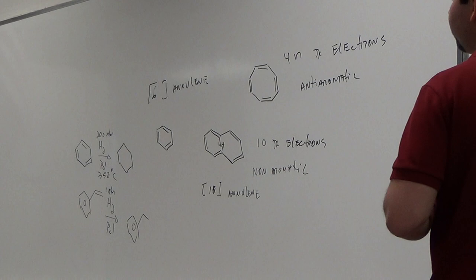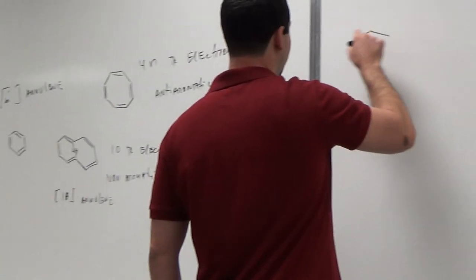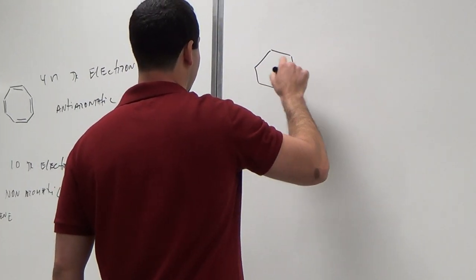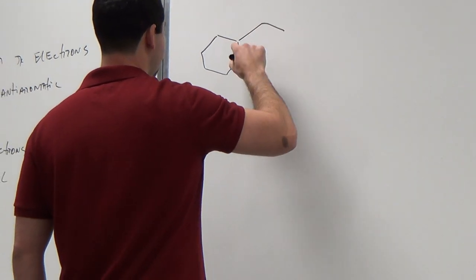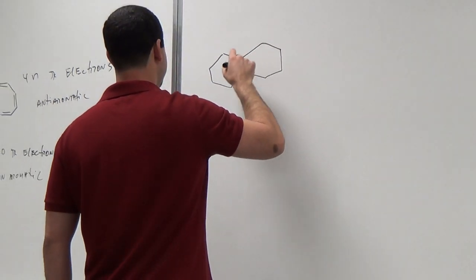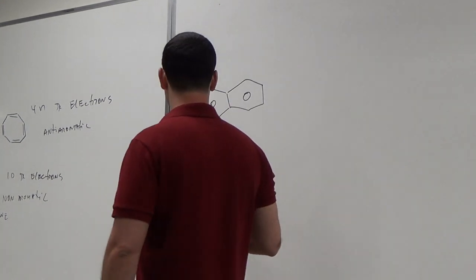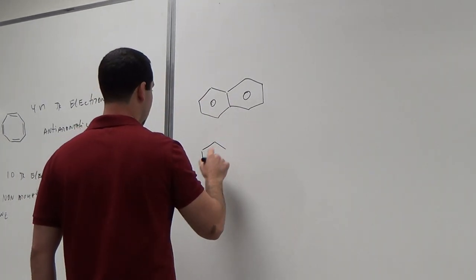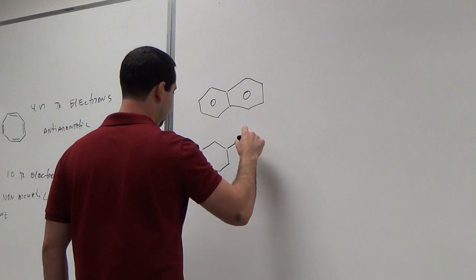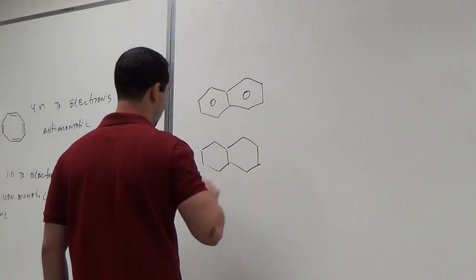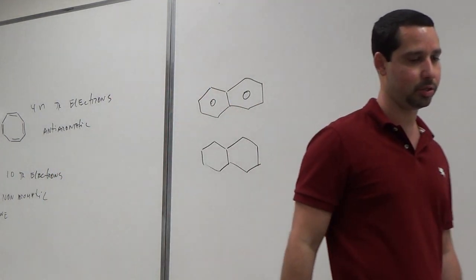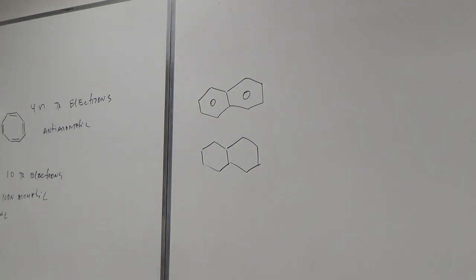Now we can have other aromatic systems like this. And sometimes they're drawn like this, yes? And I want you to place the double bonds in there. See how that looks like. It's like two benzenes fused together. It's called naphthalene.